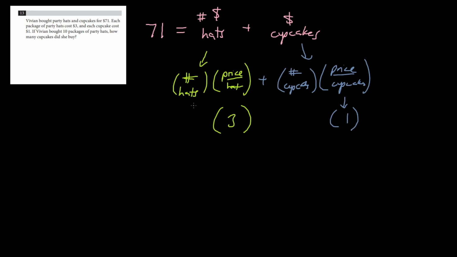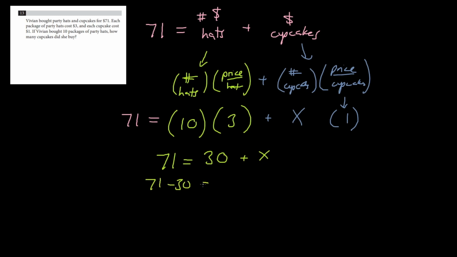And then we also know that she bought 10 packages of party hats, so the number of hats would be 10. And then we don't know what our number of cupcakes is, so we'll just call that X. But we do know that all of this, when we add it together, is equal to 71. So if we rewrite our equation a little bit more concisely, we get 71 is equal to 10 times 3 is 30 plus X. Subtract 30 from both sides. 71 minus 30 is equal to X, or X is equal to 41.